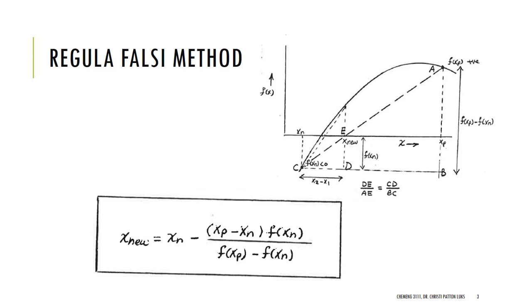Now, in this technique, instead of just blindly saying, okay, I have a positive and a negative value of my function, x_n and x_p, and then choosing the midpoint as before, what we're doing now is using the slope of the line connecting them to get a better estimate of x new. Using the equation of a line, this is the expression that we end up with.